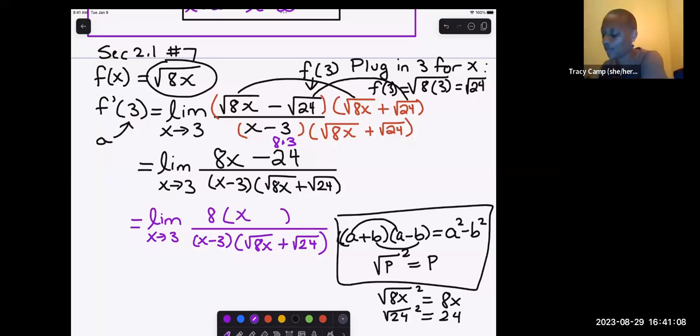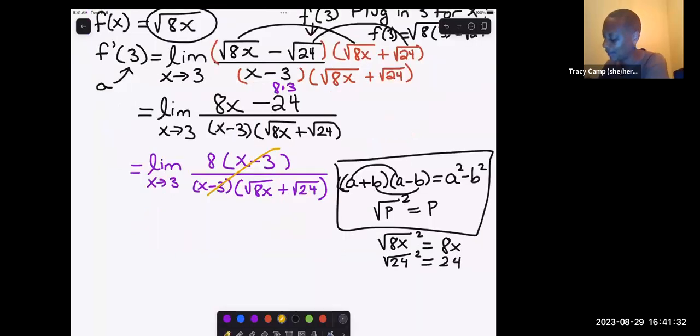and I'm left with x minus 3. And the reason I said this was nice is because I also have an x minus 3 in the denominator, and that x minus 3 in the denominator is what was giving me a 0. So now I get to cancel out that x minus 3, and I no longer have 0 in the denominator if I plug 3 in. So that's why I was saying, oh, isn't that nice? Because it is nice. So now I end up with just the limit as x approaches 3 of 8 over square root of 8x plus 24. And now I can actually plug in 3 for x.